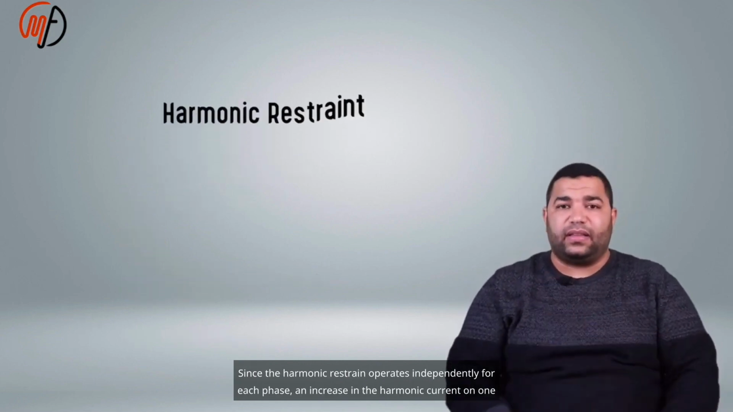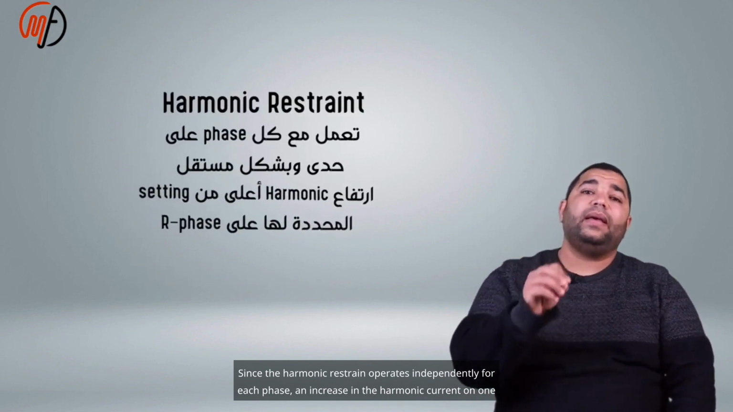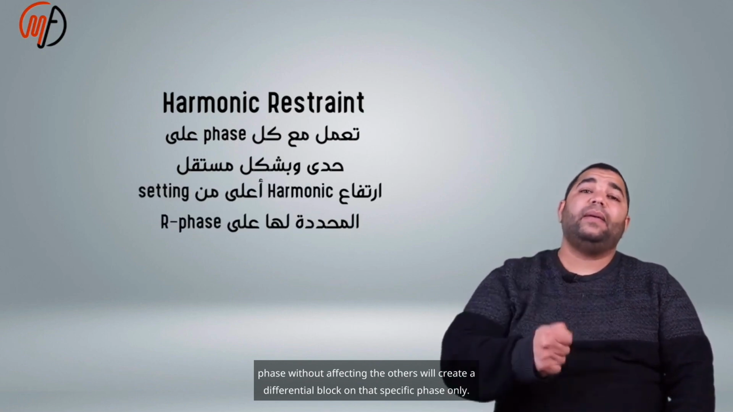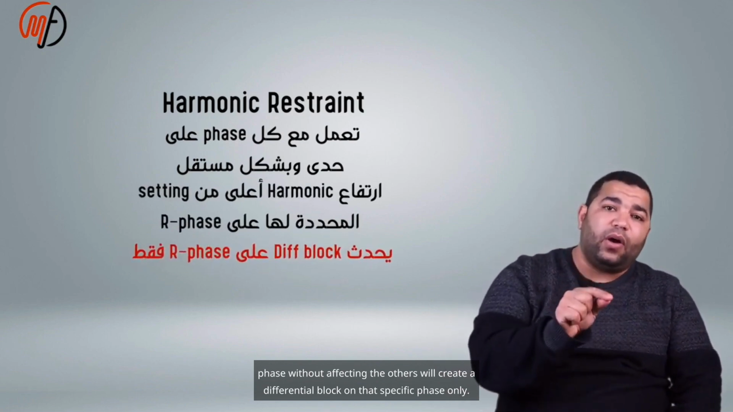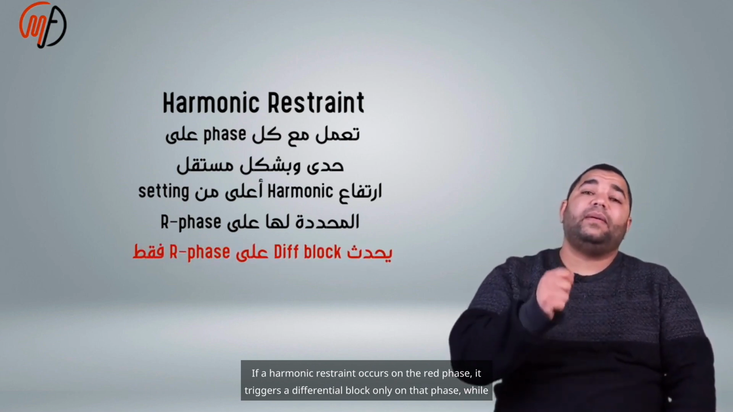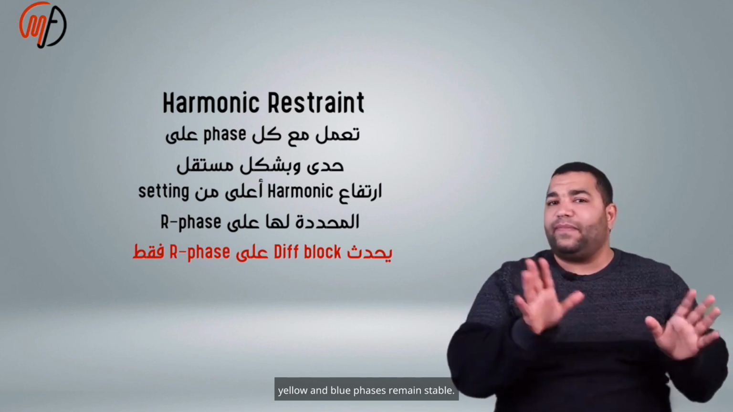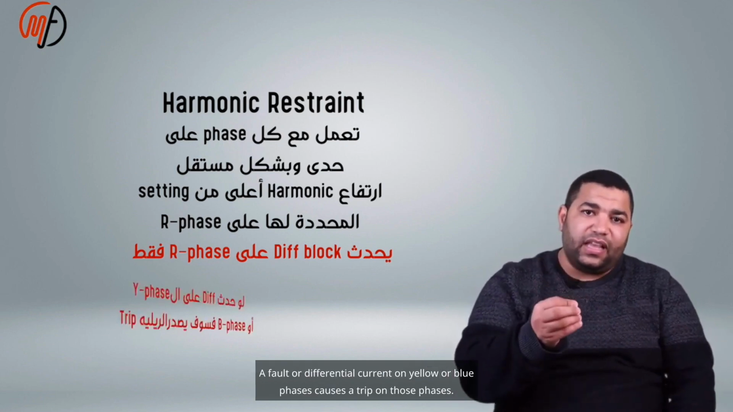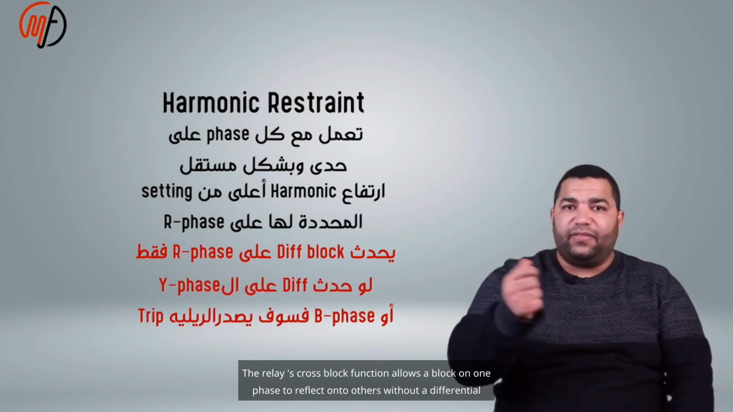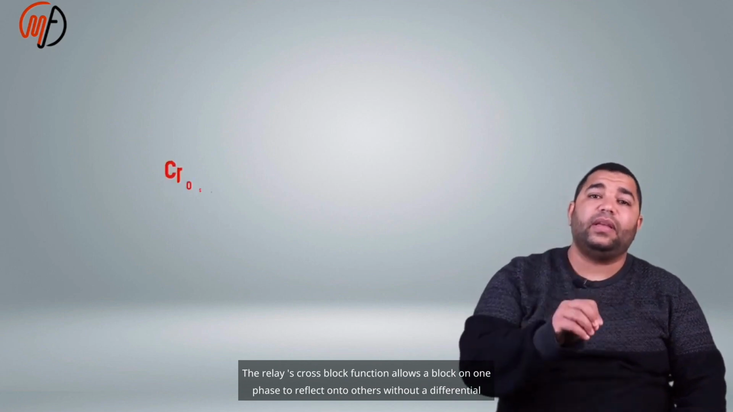a differential block. Since the harmonic restraint operates independently for each phase, an increase in the harmonic current on one phase without affecting the others will create a differential block on that specific phase only. If a harmonic restraint occurs on the red phase, it triggers a differential block only on that phase, while yellow and blue phases remain stable. A fault or differential current on yellow or blue phases causes a trip on those phases. The relay's cross-block function allows a block on one phase to reflect onto the others.